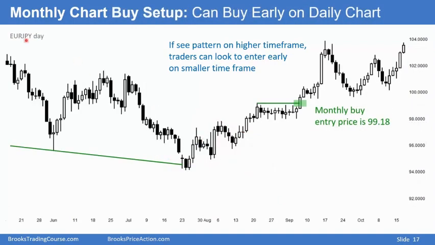This is a daily chart of that same reversal. If you were buying on the monthly chart, this is where you would be buying, 99.18. On the other hand, if you looked at that monthly chart and you saw the wedge starting to form, you could look at a daily chart and try to enter earlier, like for example here, 95.21, or here, 96.91.